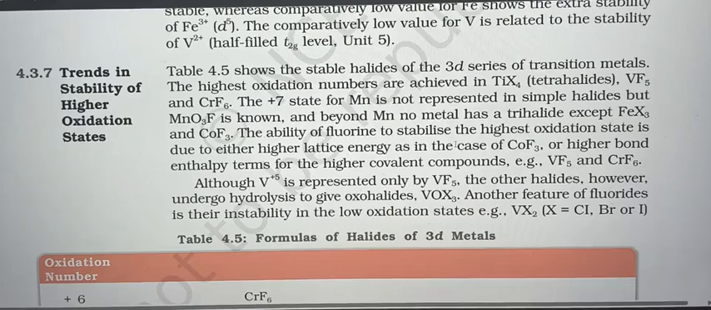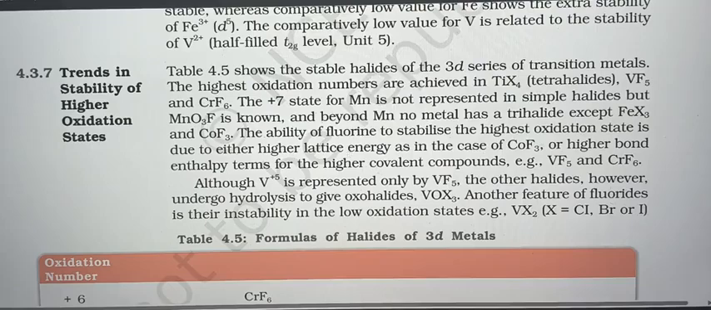The ability of fluorine to stabilize. Now, why is mostly fluorine the one? Because of high lattice energy and also higher bond enthalpy. When it comes to fluorine, high electronegativity is there. It can pull the electrons. It is of smaller size, so it will form a strong bond. The metal is highly electropositive, and fluorine is highly electronegative. Positive, negative, more attraction will be there, so a stronger bond can be formed.